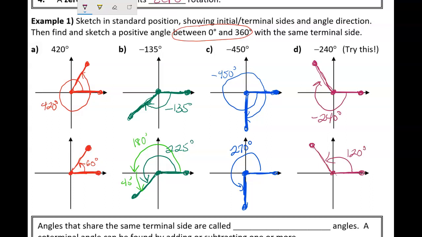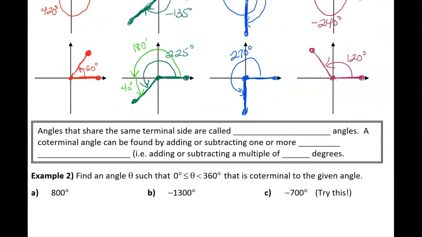Here's the solution to D. For a negative 240 degree angle, you should have rotated into quadrant 2, but in a negative direction. A positive angle between 0 and 360 that ends up in the same place, or has the same terminal side, is a 120 degree angle.